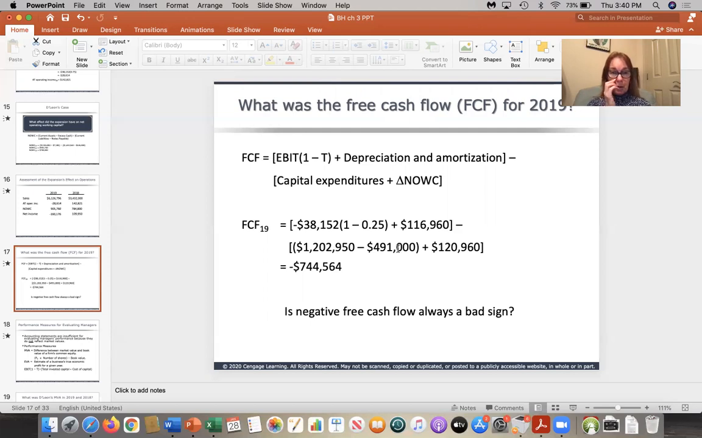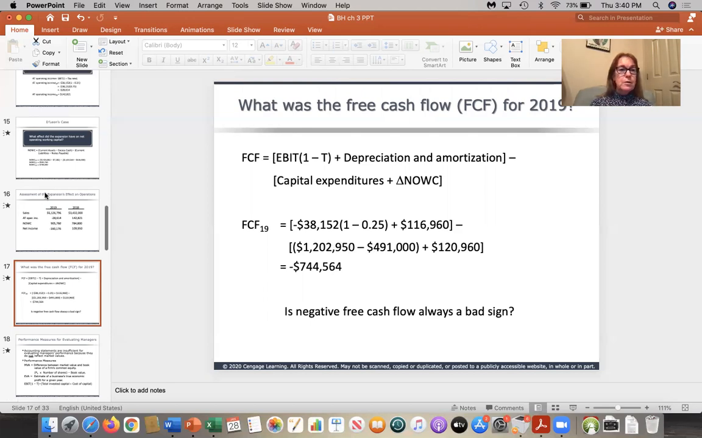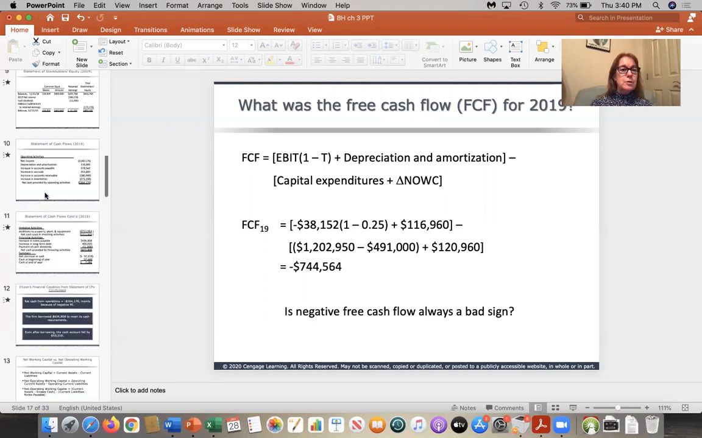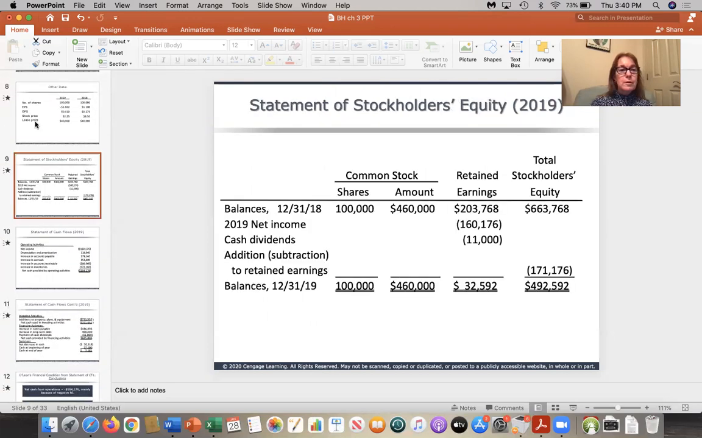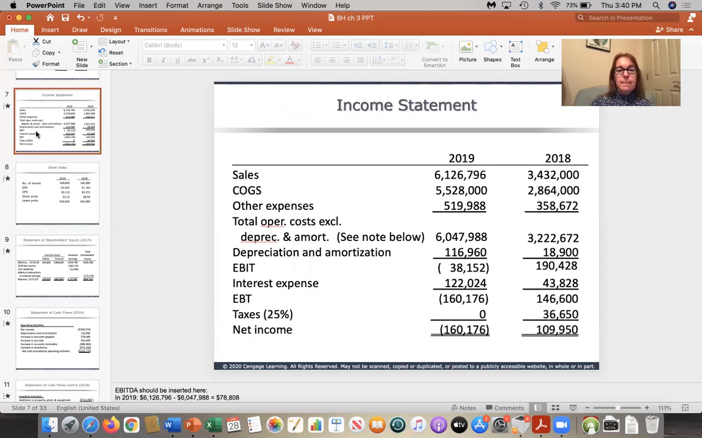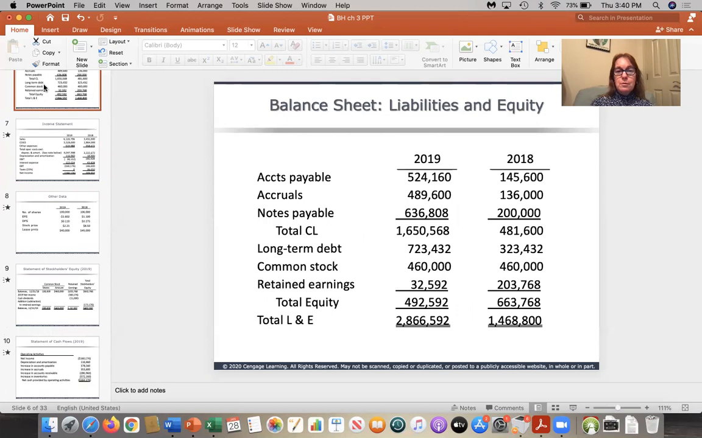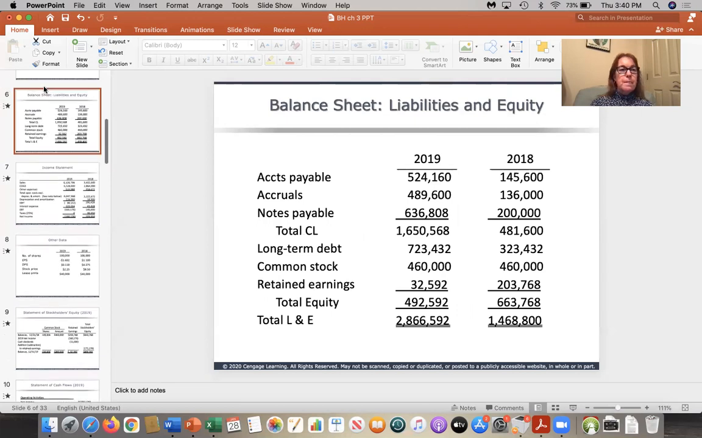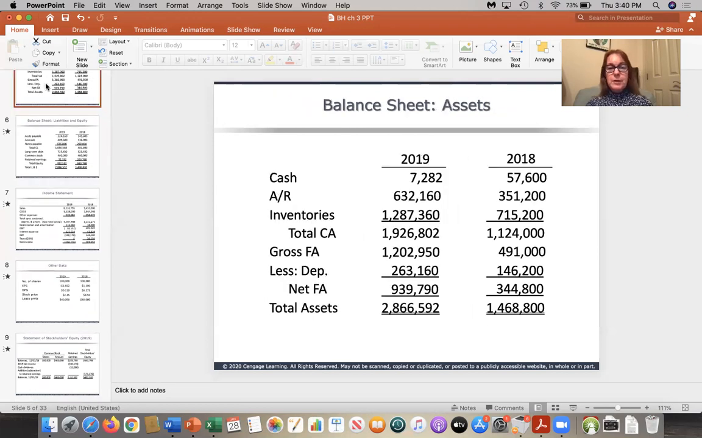Now, let me give you a hint here. You have to take the gross fixed assets. So let me go back and show you something in the balance sheet. Okay, to get the capital expenditures, we are looking at the gross fixed assets, these two numbers, and taking the difference.